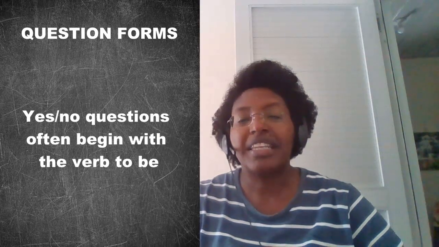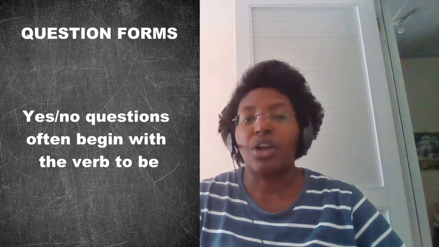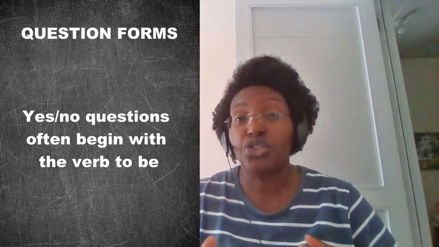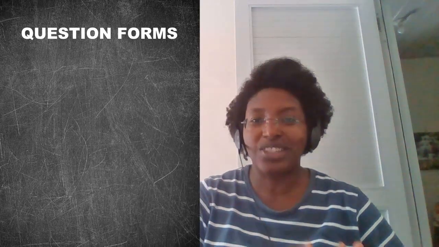The first one, yes or no questions. They often begin with the verb to be, but can also begin with other helping verbs or auxiliary verbs such as do. We ask these questions when we want a yes or no answer. So let's give you two examples.